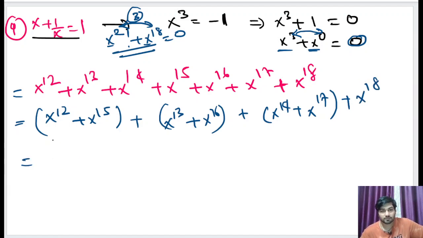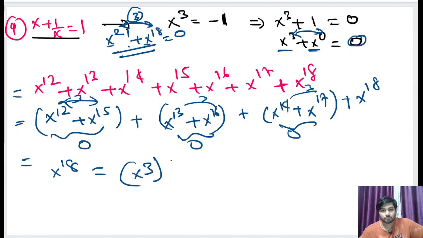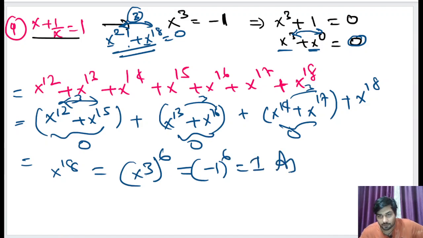Now see, this value will be 0, this value will be 0. Why? Because the power difference is 3. This is also 0, the power difference is 3. So what I have remaining is x to the power 18. If I have x cube, then I will turn it into x cube to the power 6, because it will then give me x to the power 18 after the product. And the value of x cube is minus 1. So minus 1 to the power 6 is equal to 1. So 1 will be your answer.